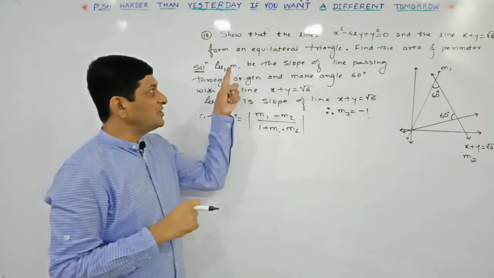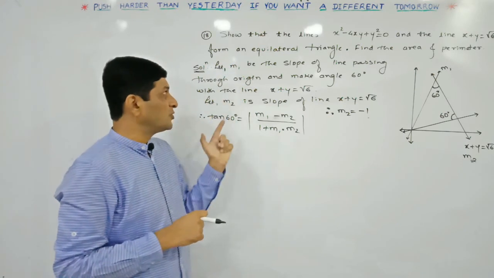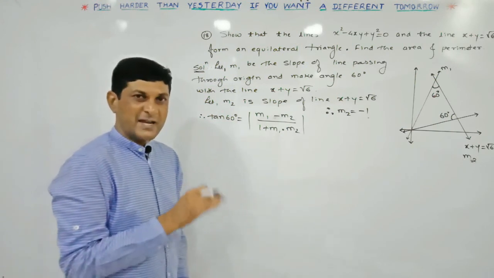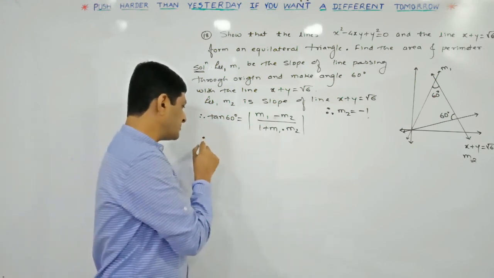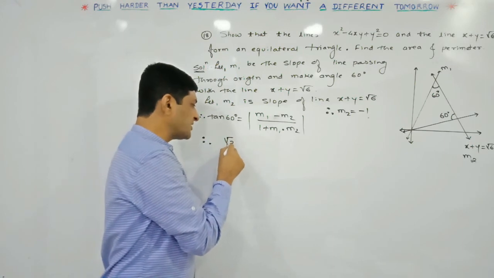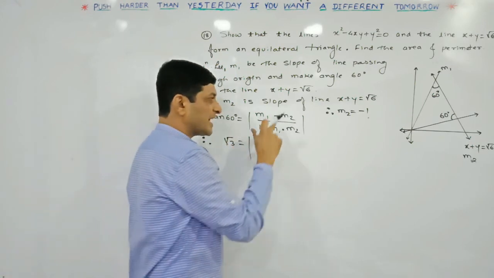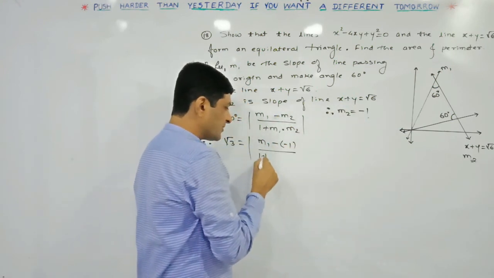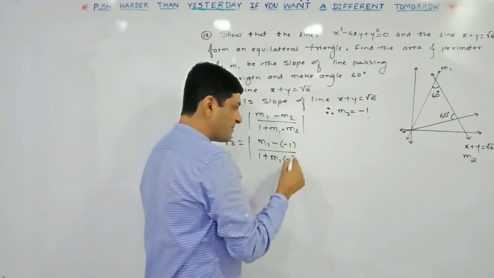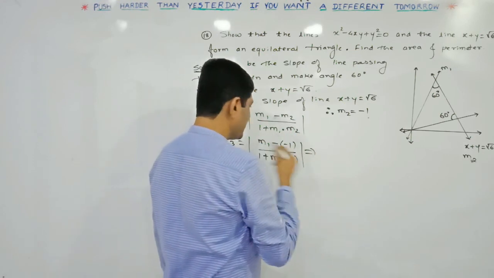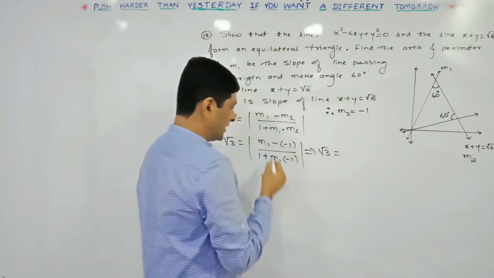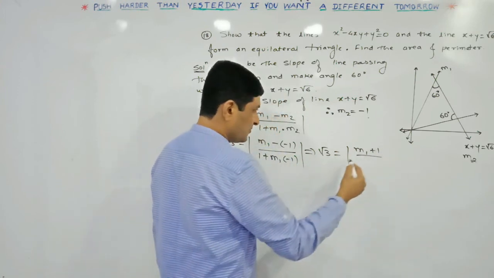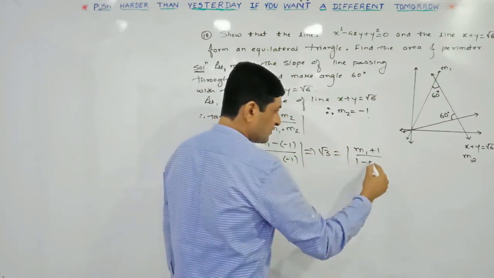Now the angle between these two lines having slopes m1 and m2 is 60 degree. So we can say that tan 60 degree is equal to m1 minus m2 upon 1 plus m1 into m2. We know that the value of tan 60 is root 3. On this side, m1 as it is, minus as it is, replace m2 by minus 1. In the denominator, 1 plus m1 as it is, replace m2 by minus 1. So which implies root 3 equals, minus into minus becomes plus, m1 plus 1, and in the denominator 1 as it is, m1 into minus 1 is minus m1.